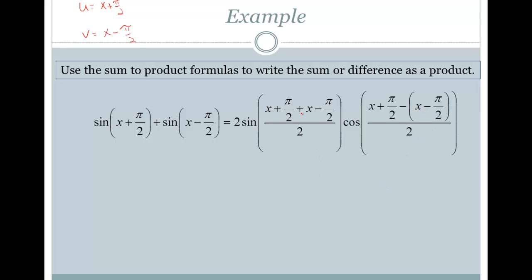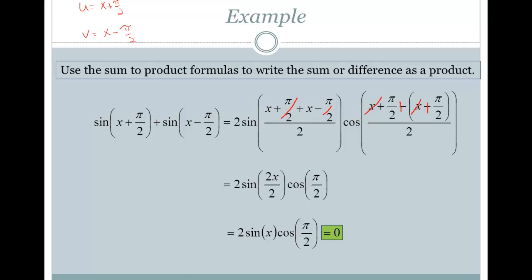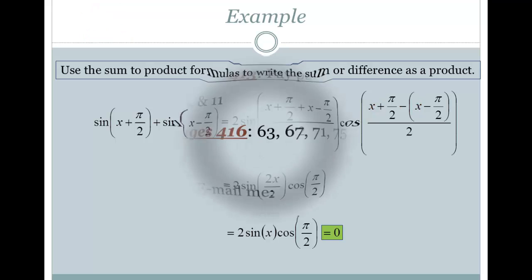If I look at simplifying this, the pi over 2's are going to cancel. I'm going to get 2x over 2. Here I'm going to notice that the x terms are going to cancel out, and that's going to be a plus right there. And so I'm going to get just simply pi over 2 over there. I can simplify a little bit further, and we also know that cosine pi over 2 is equal to 0. Hopefully that makes sense.